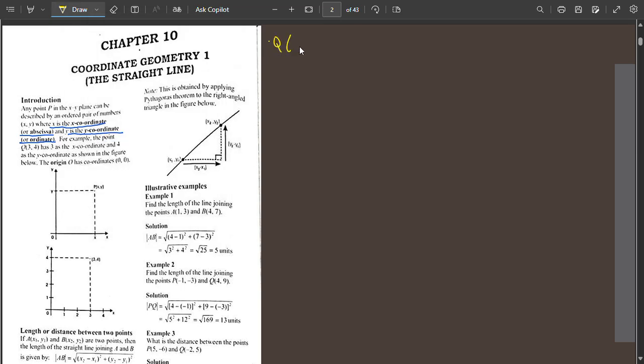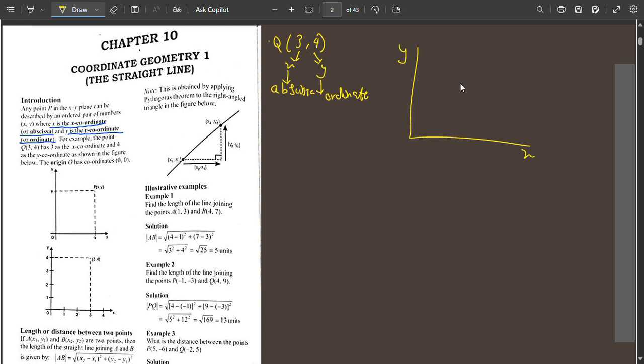So we have Q, which is (3, 4). These are coordinates in the xy plane. This represents x, and this represents y, with x being the abscissa and y the ordinate. Let's see. When we draw the xy plane, this is x, this is y.